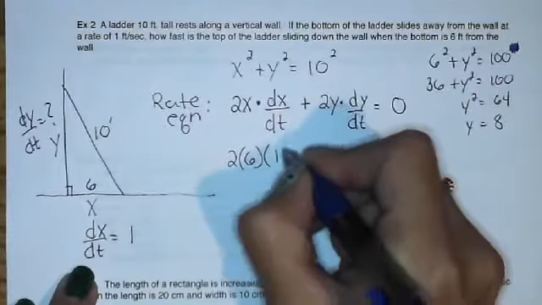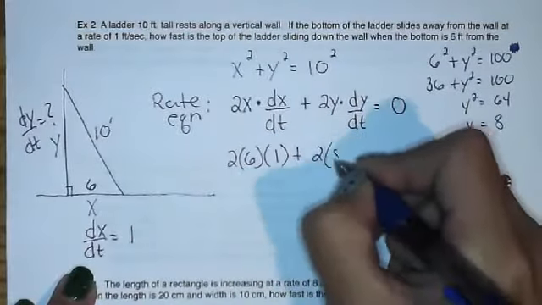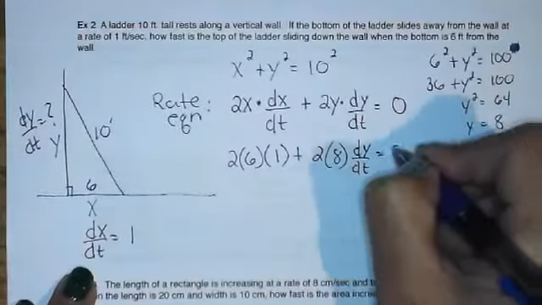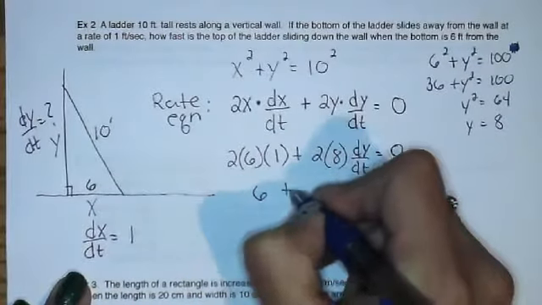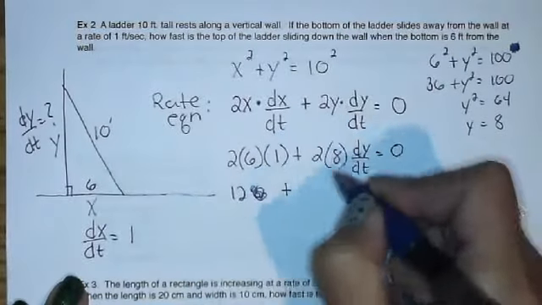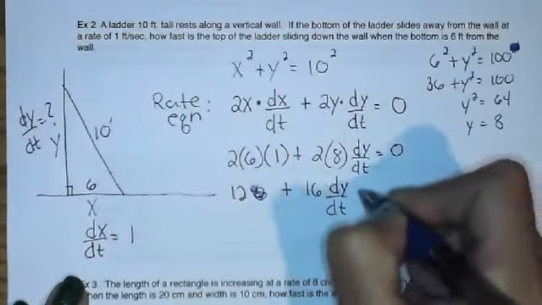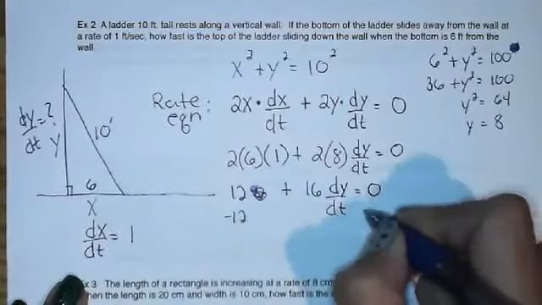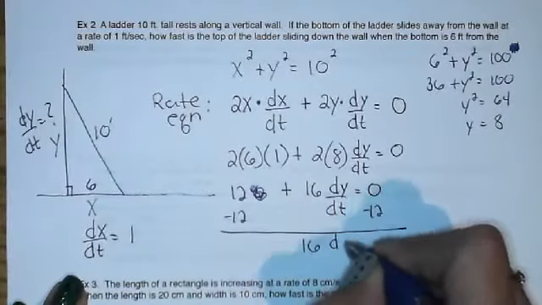So 2 multiplied by the 6 multiplied by the rate that x is changing, which is 1, plus 2 times the y times the rate that it is changing. So 12 plus 16 dy dt equals 0. Doing the algebra, I'm going to subtract 12.